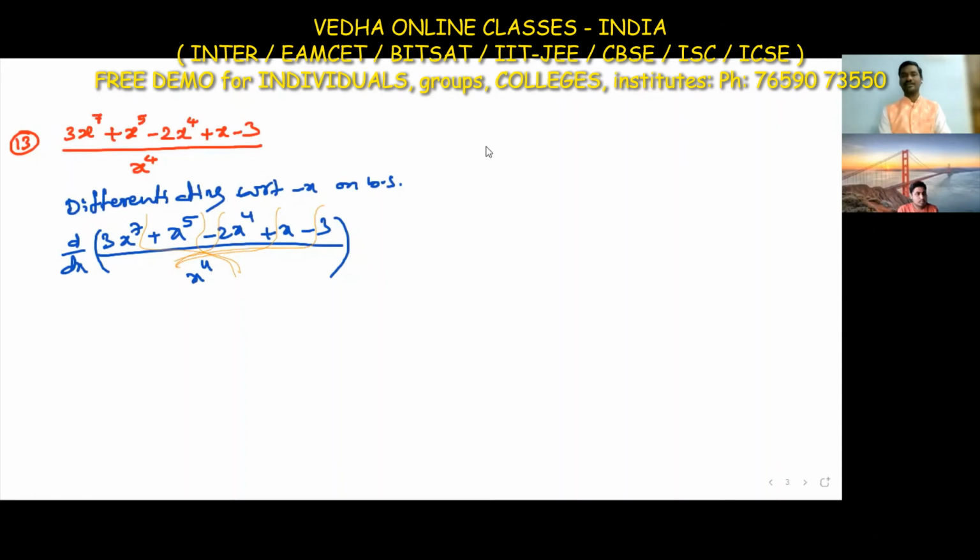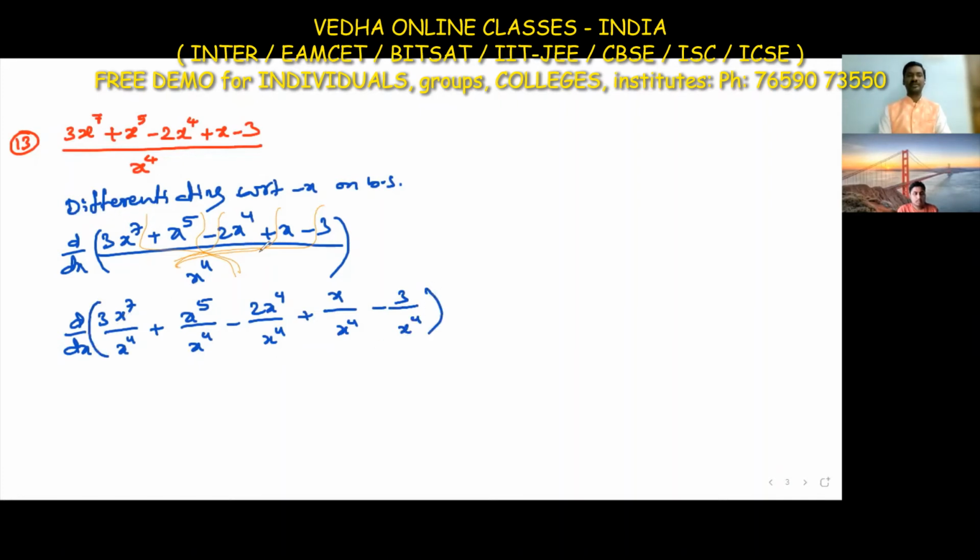According to that concept, I am writing x to the power 4 as the denominator for each and every term. So d by dx of 3x power 7 divided by x to the power 4 plus x power 5 divided by x power 4 minus 2x power 4 divided by x power 4 plus x divided by x power 4 minus 3 divided by x to the power 4. Here we have another formula, that is a to the power m divided by a to the power n is equal to a to the power m minus n.